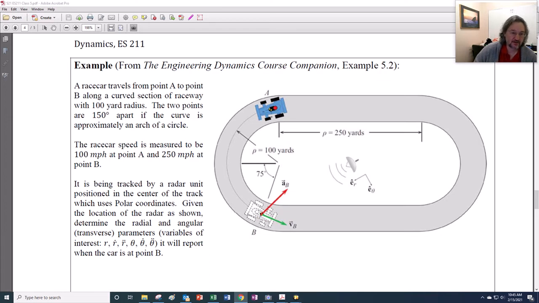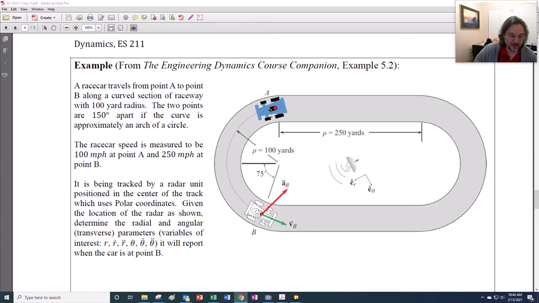We have a race car that's traveling from point A to point B along this curved section with a 100-yard radius right here. The 2 points are 150 degrees apart, so it'll be like 75 in each, right? 75 here and 75 right there, if the curve is approximately an arc of a circle. The race car is at 100 miles per hour at A and 250 miles per hour at point B, so it is increased by 150 miles per hour.